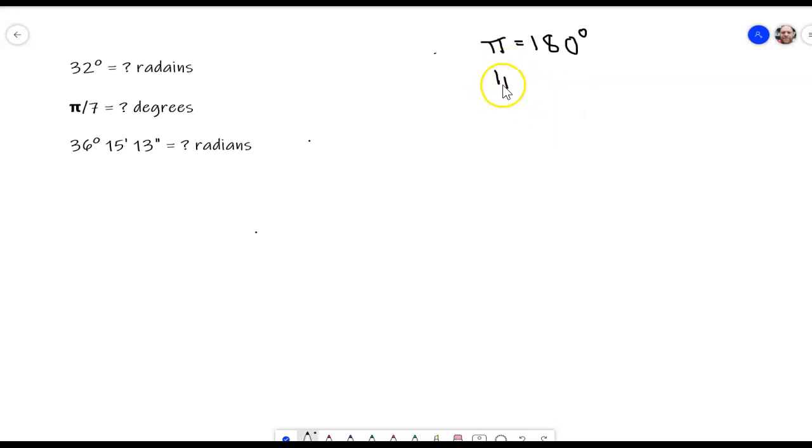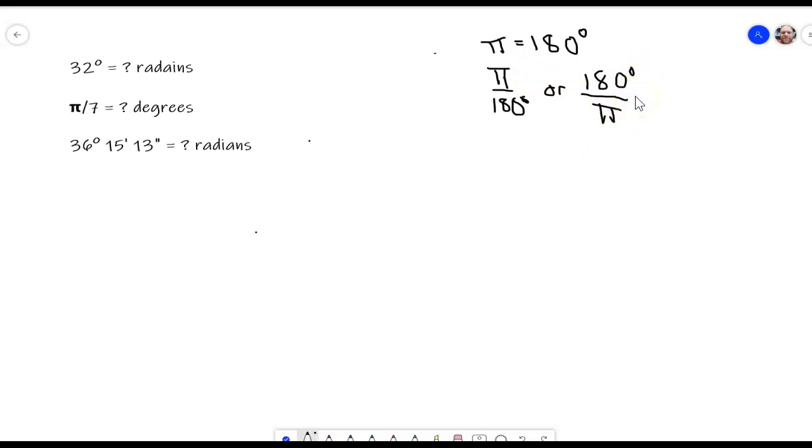I can either set up pi over 180 degrees, or I can set up 180 degrees over pi. So I can use either one of these. Now it depends on what I'm trying to cancel out. If I have my degrees on top and I want to cancel out the degrees, I'm going to use this first one because then the degrees will be on the bottom of this unit fraction and I can cancel them out. If my radians are on top, then I'm going to use this second one because then I can cancel my radians out and get my answer in terms of the degrees.